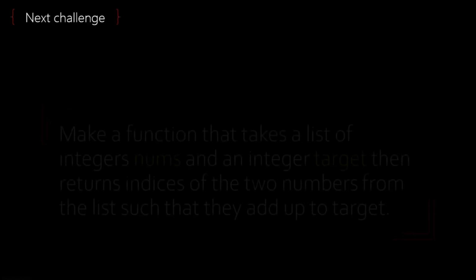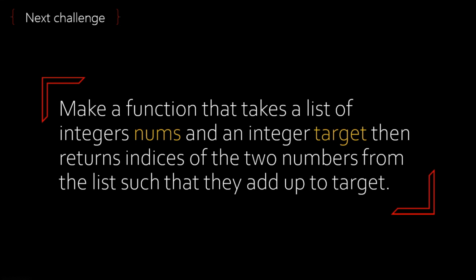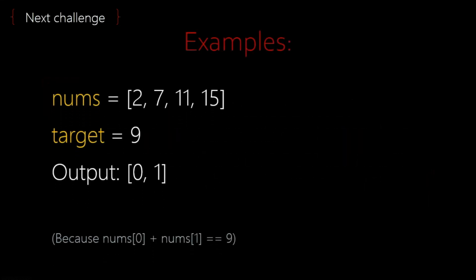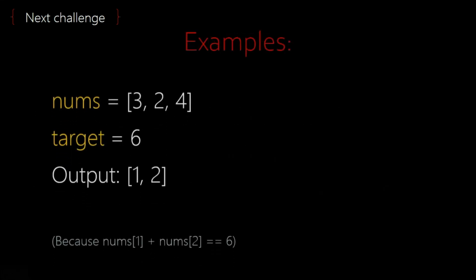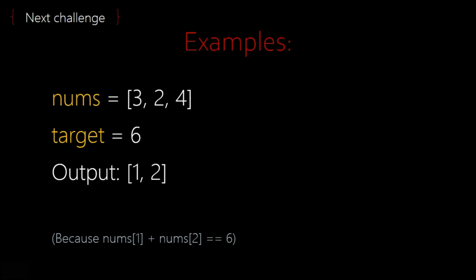So for the next challenge, you're asked to make a function that takes a list of integers, nums, and an integer target, then returns the indices of the 2 numbers from the list such that they add up to the target. And here are some examples to understand the challenge better. And here are some notes to keep in mind. You may assume that each input would have exactly 1 solution, and you can return the answer in any order. And finally, here's another example, so it becomes more and more clear.